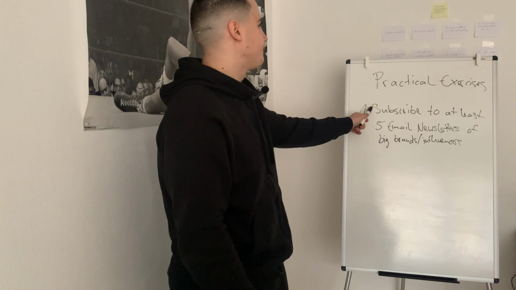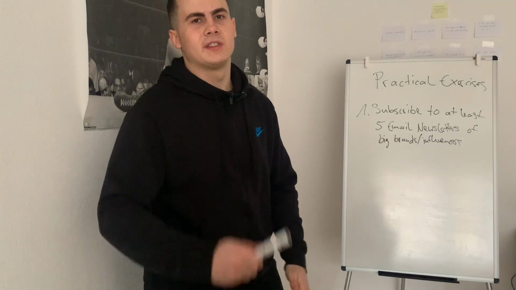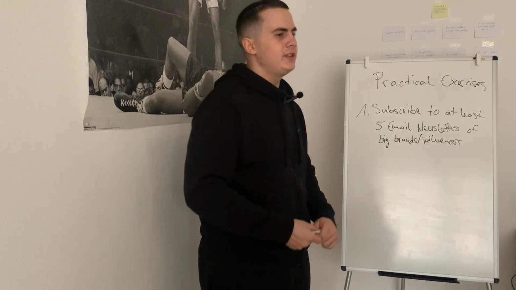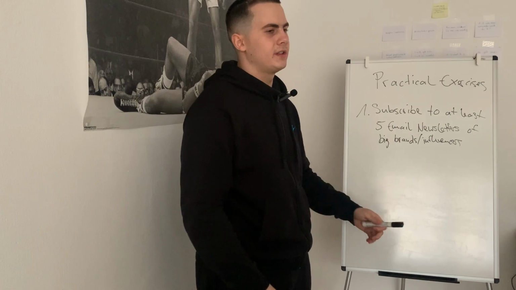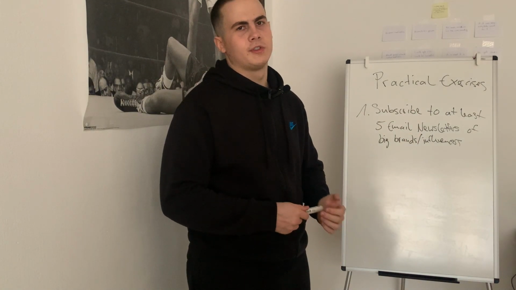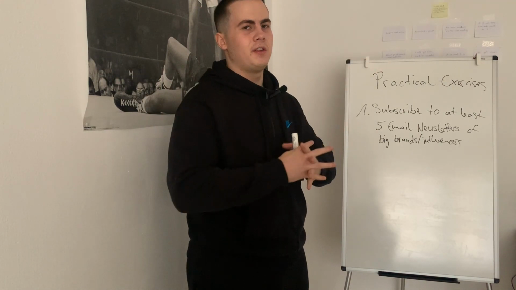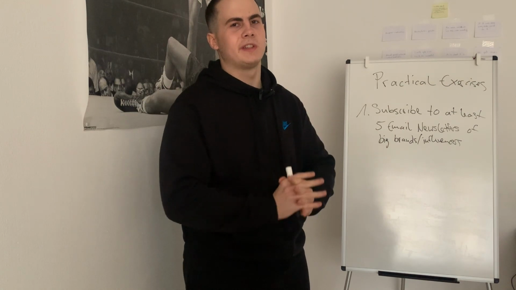So what do you do now? You subscribe to at least 5 newsletters. You can pick whatever business. If you're interested in the e-commerce niche, pick 5 e-commerce brands. If you're interested in the info product niche, pick 5 big influencers who probably sell courses or whatever, right? It's up to you. But what you're going to do is have an eye on the inbox and see what type of emails they send you.